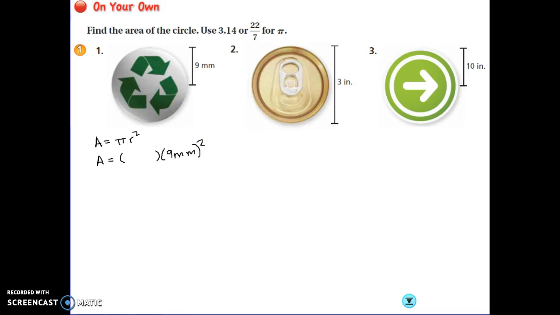Now I need to choose either 3.14 or 22 over 7 for pi. Since my radius is not a multiple of 7, I'm going to use the 3.14. Following my order of operations, I'm going to go ahead and square my 9 millimeters first. So area equals 3.14. 9 times 9 is 81, and millimeters is squared as well. My last step is only to multiply the 3.14 by 81.